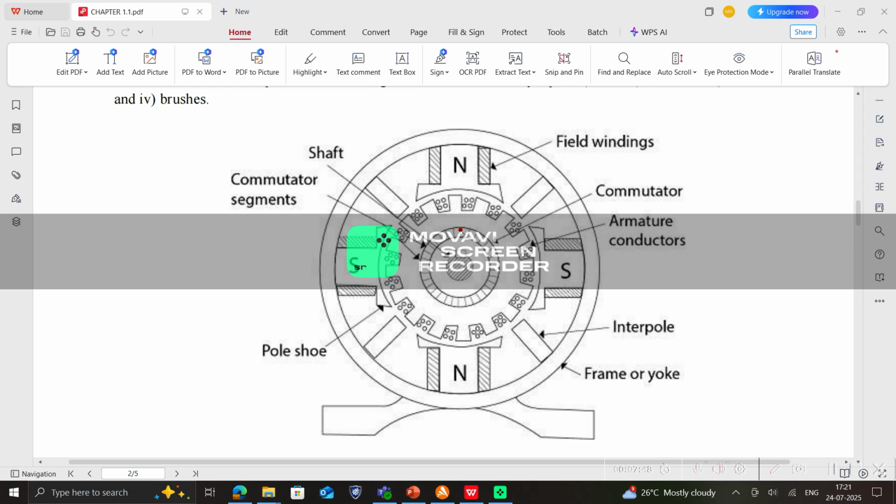Okay, that is all about the construction of DC machines. So with this, we will be concluding the first session of our topic.